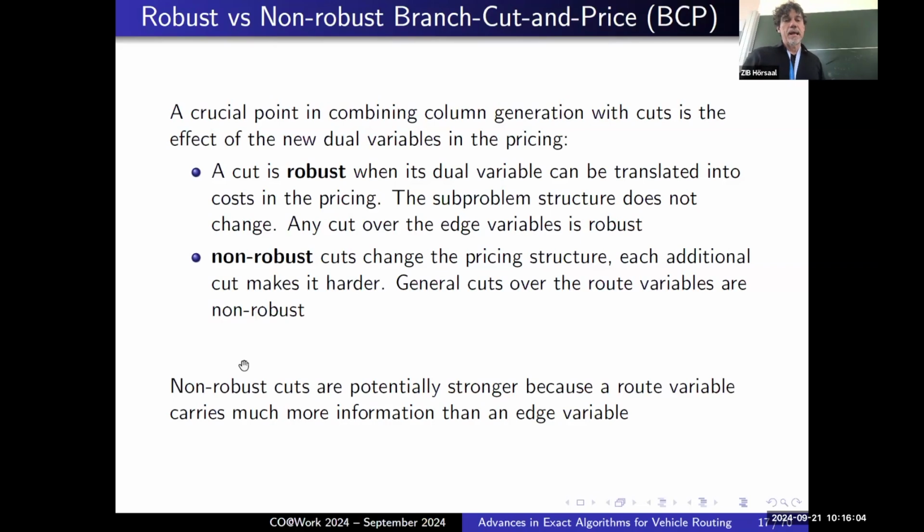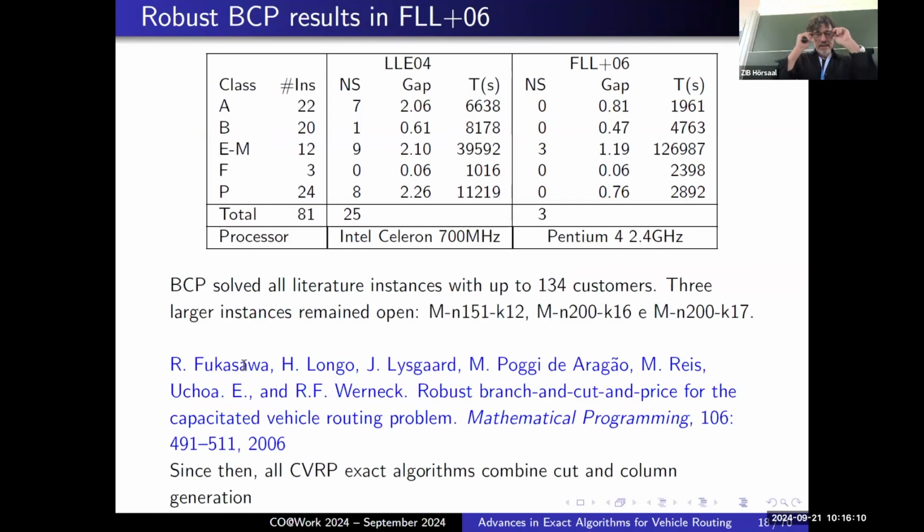So first, initially, people used only robust cuts. Okay. And here we have the results. This is only branch-and-cut, and this is branch, cut, and price. And the gap was reduced from 2.06 to 0.81. Does not look like much, but remember that the size of the branch-and-bound tree grows exponentially with the gap. So almost all instances could be solved. But only 3 instances in the literature could not be solved. Those here, 151, 200, and 200.